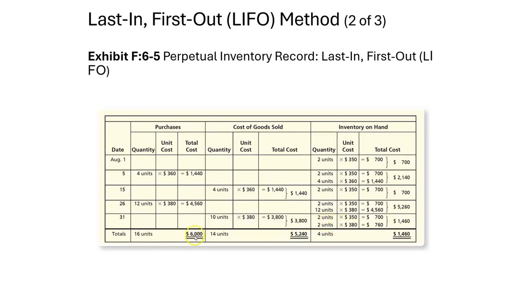So I've purchased 16 units for $6,000. I sold 14 units for $5,240, and I have 4 units left. The 2 units that I had left over from the last purchase and the original 2 units that I've had. So you'll notice that we keep taking from the last in, the last numbers that came in, rather than the first, which allows the oldest inventory to be down the bottom.